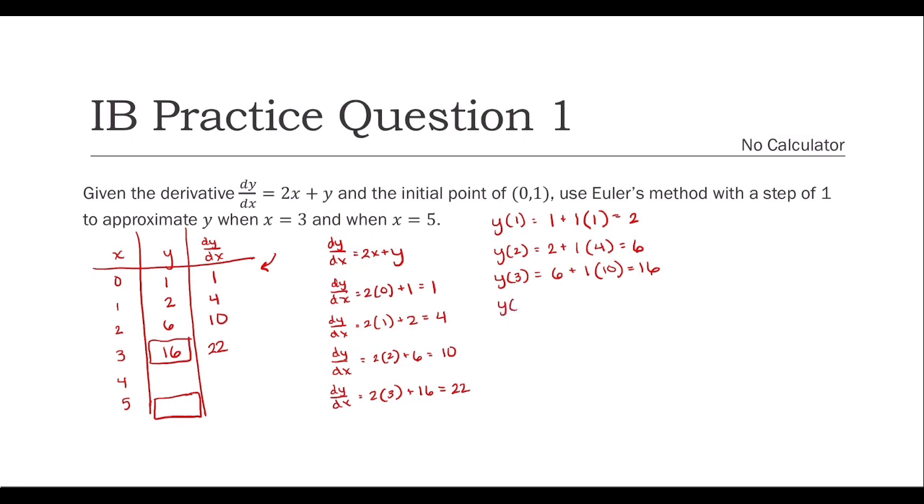So our y when x is 4 equals our previous y value plus our step times the slope. So that gives us 38. Now we'll find the slope there. So we have dy/dx equals 2 times x plus y, which equals 46. Now we'll find y when x is 5, which is the previous y value plus our step times our slope. So 38 plus 46 is 84.